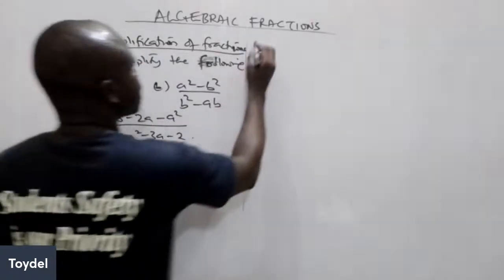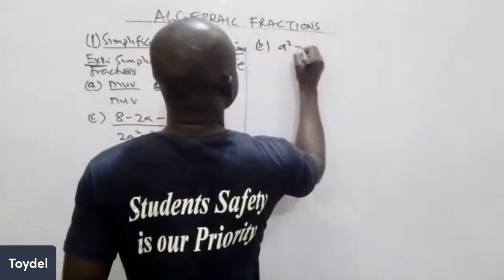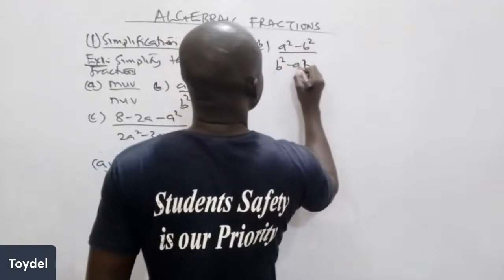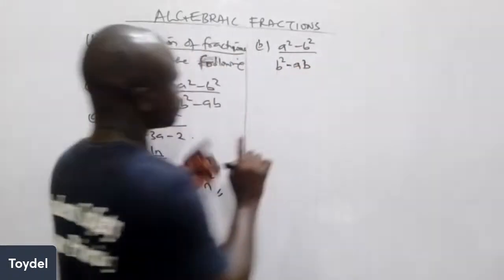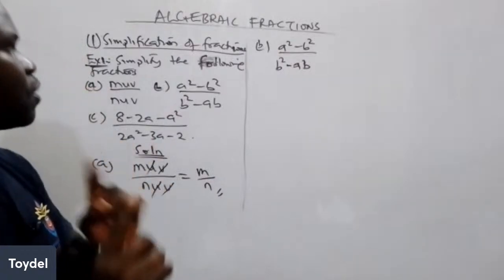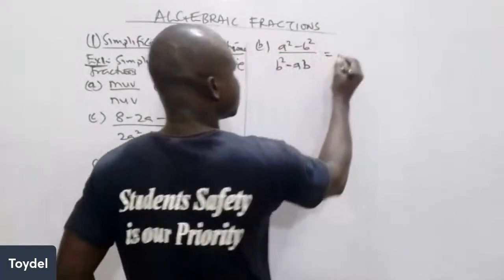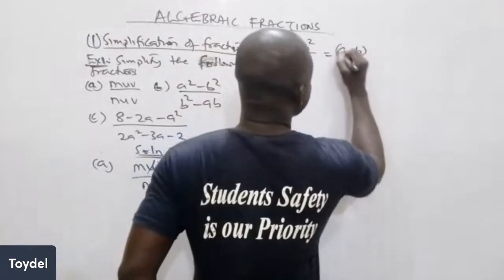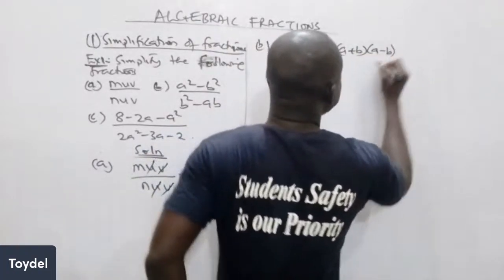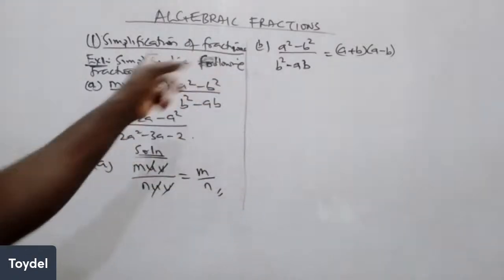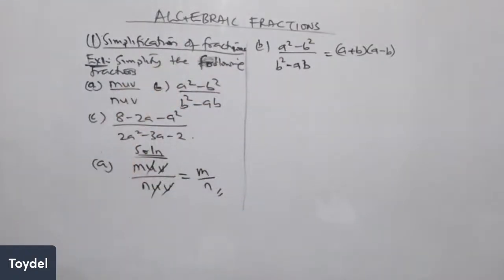We go to the second one, where we have A squared minus B squared all over B squared minus AB. Of course, what we have at the numerator, A squared minus B squared, is called the difference of 2 squares. When you have A squared minus B squared, this is A plus B into bracket A minus B. That's how to express the difference of 2 squares. If you expand what you have there, you are going to get this back.